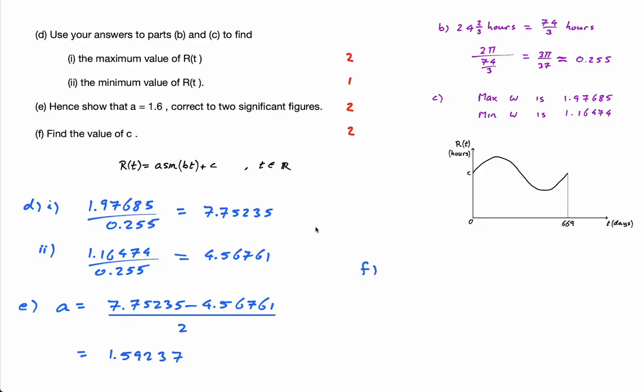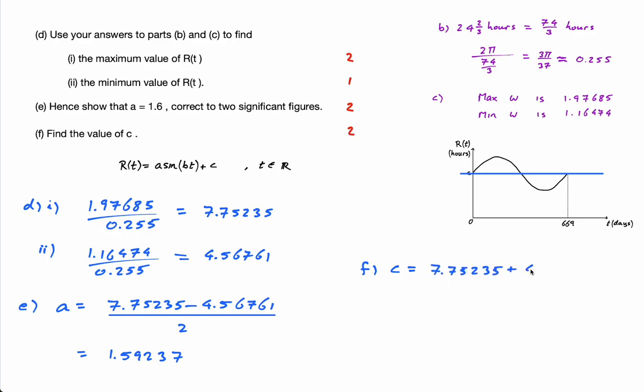And then finally, for part F, it says find the value of C. Well, C is the equation of the principal axis. So it's literally this value here. It goes straight through the middle. And again, there's a nice formula for that. It's the max plus the min divided by 2, because it's halfway between the max and the min.